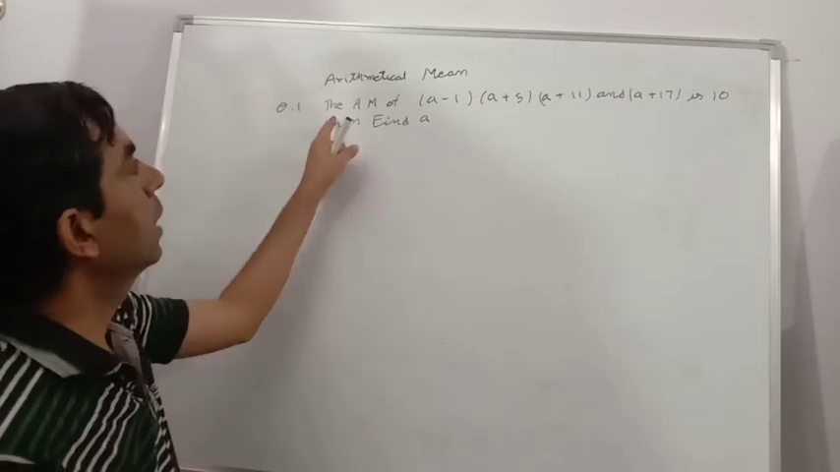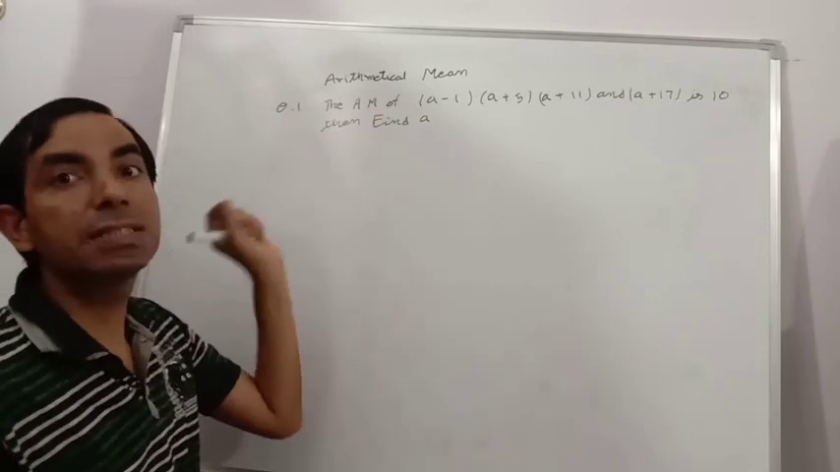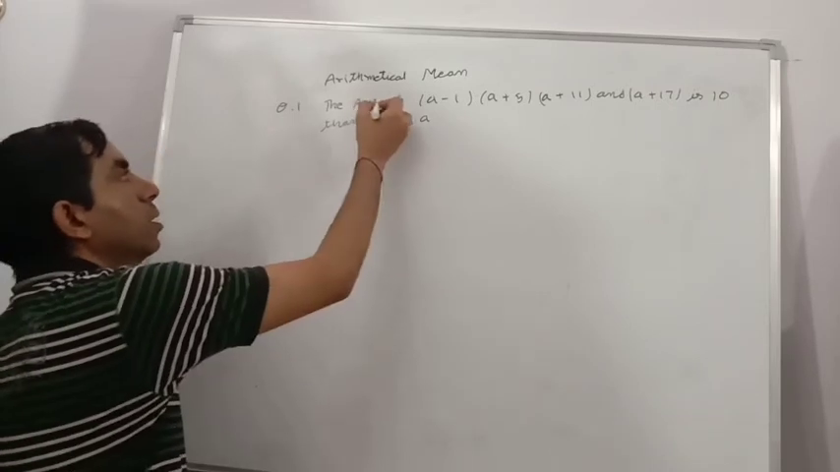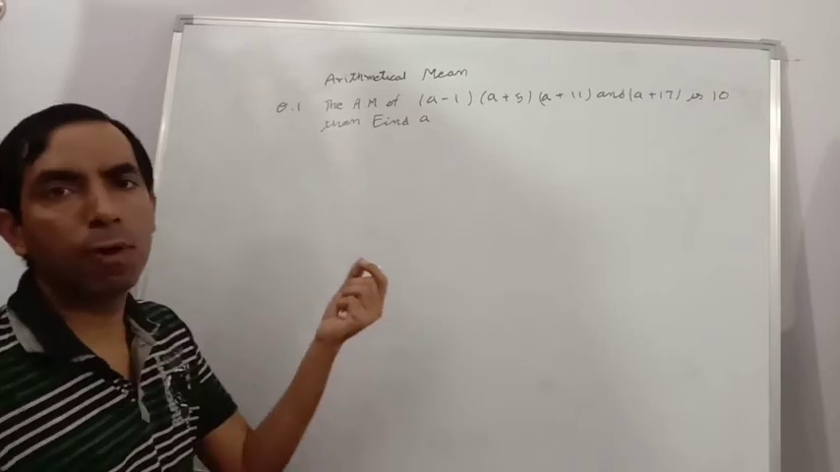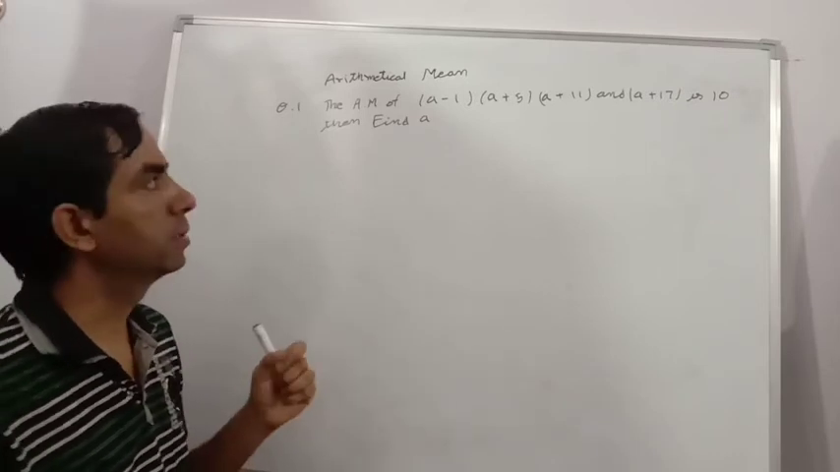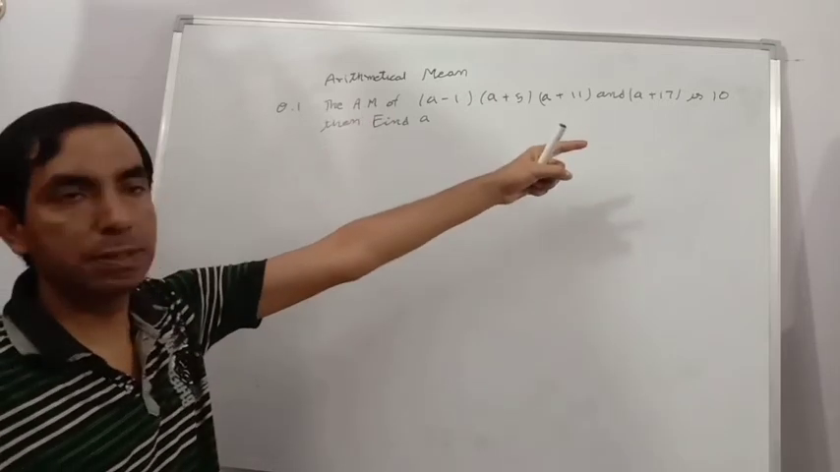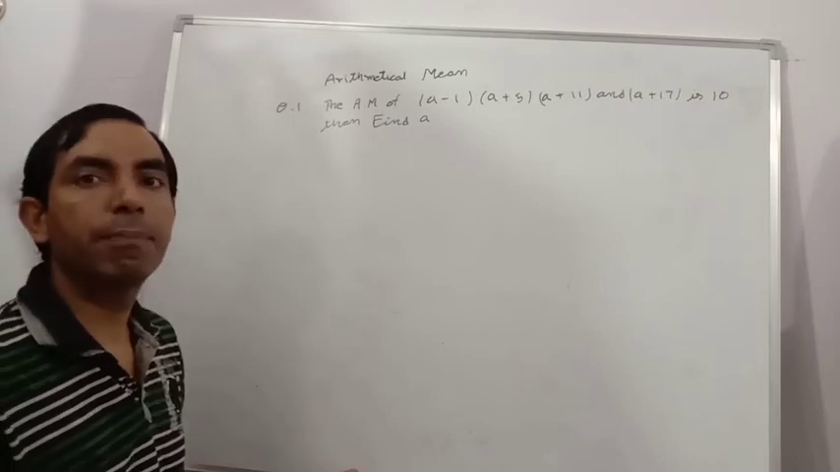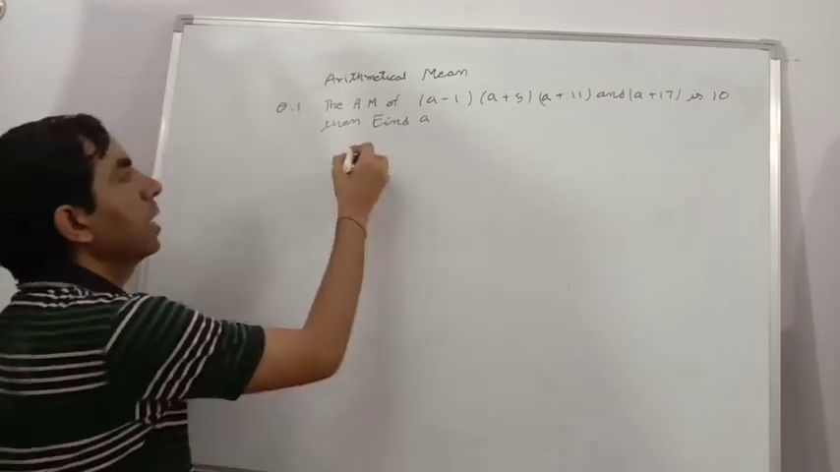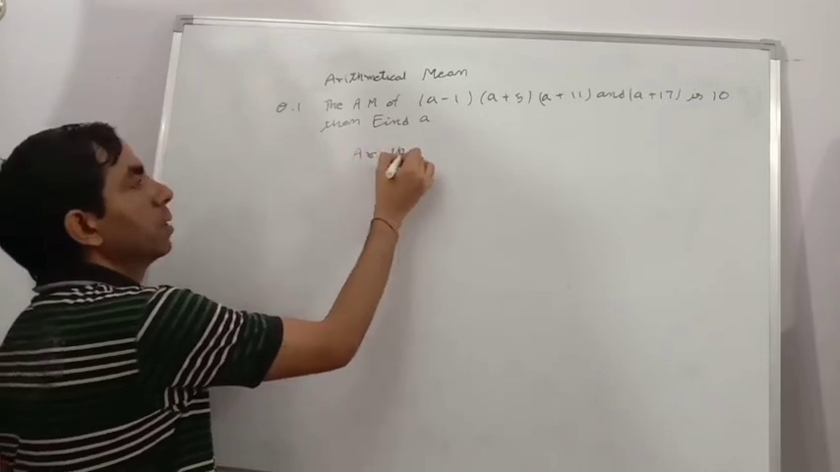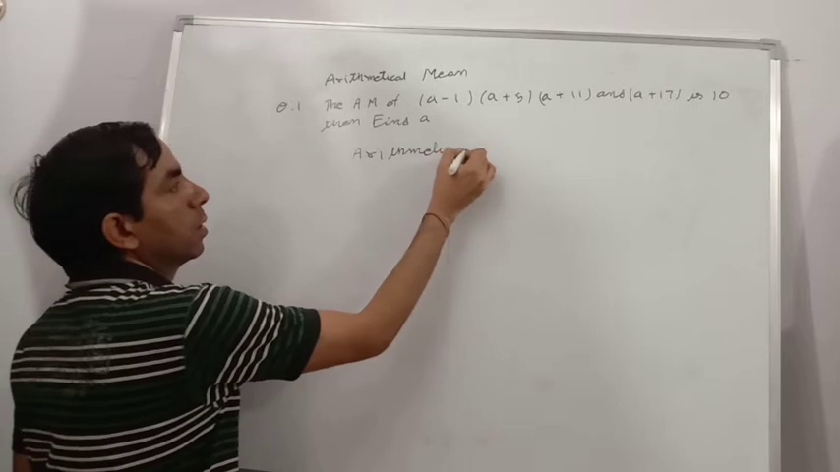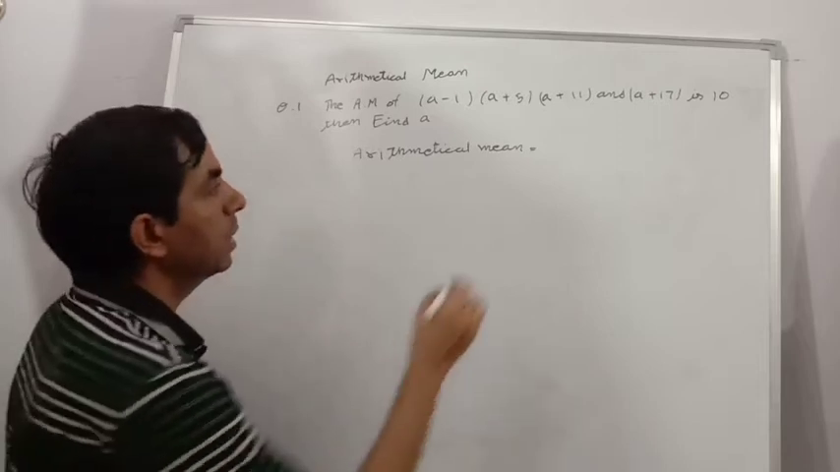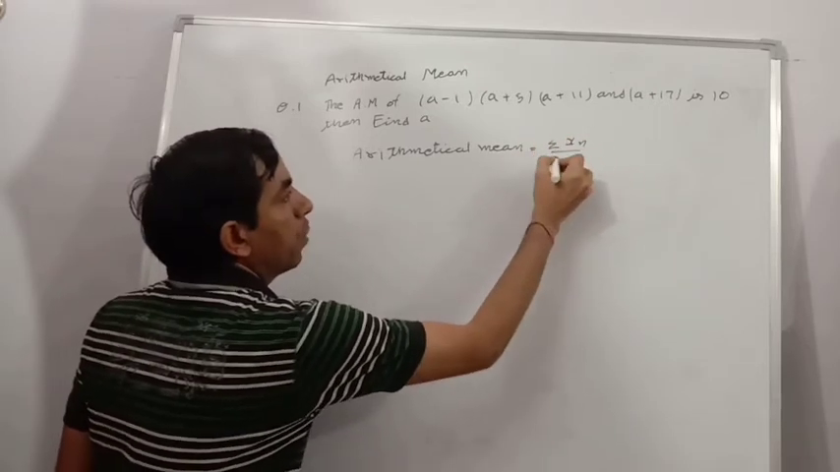Here we have been given the AM. AM means arithmetical mean. Remember that sometimes in a question the examiner gives the short form AM. The arithmetical mean of these four terms is 10. Then find the value of A. We know that the formula of arithmetical mean and average are the same. So finding the arithmetical mean, arithmetical mean is summation of xn upon n.